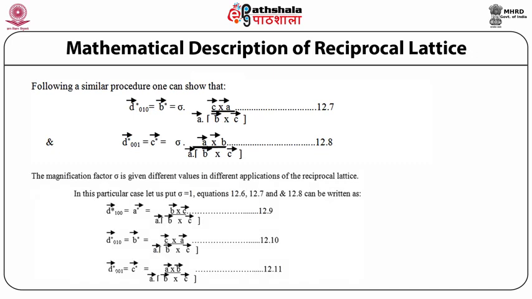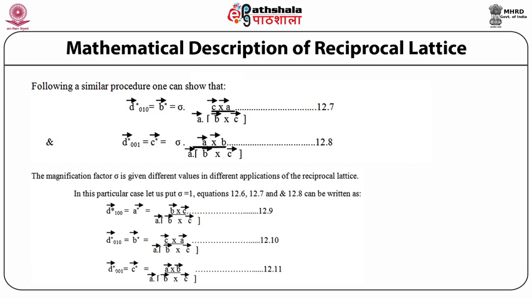The magnification factor sigma is given different values in different applications of the reciprocal lattice. In this particular case, let us put sigma equal to 1. Equations 12.6, 12.7 and 12.8 can then be written as d star 100 vector is equal to a star vector is equal to b vector cross c vector upon a vector into b vector cross c vector, which is given as equation 12.9.